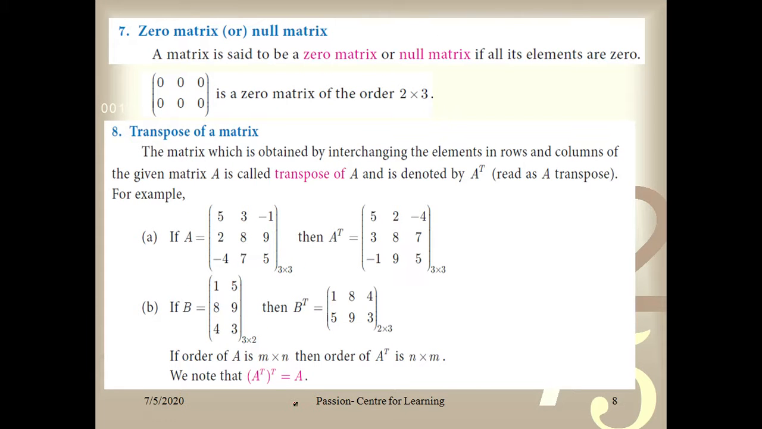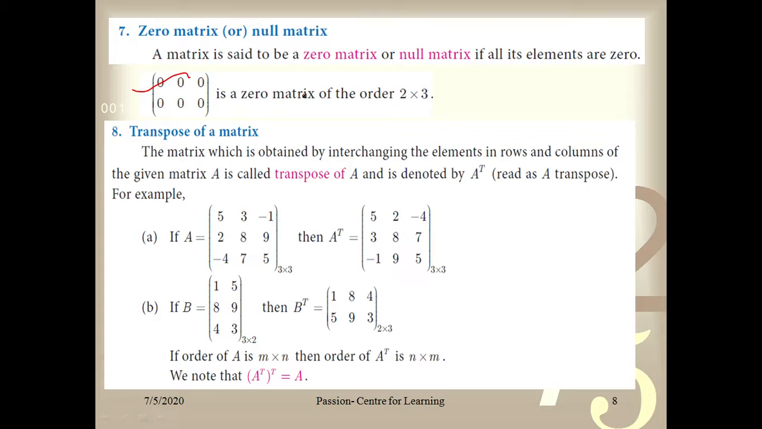Now the 0 matrix. A matrix is said to be 0 if all its elements are 0. This is very easy to remember. Yes, if all its values are 0, then it is said to be a 0 matrix or null matrix.